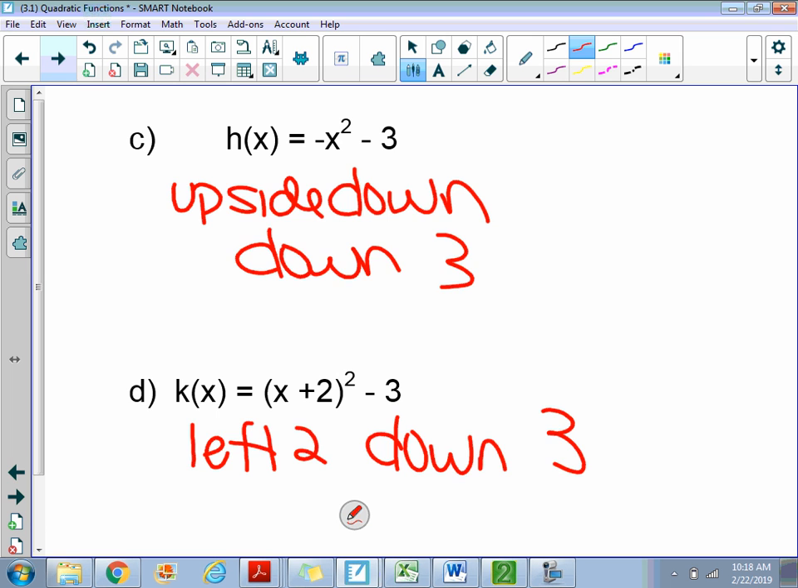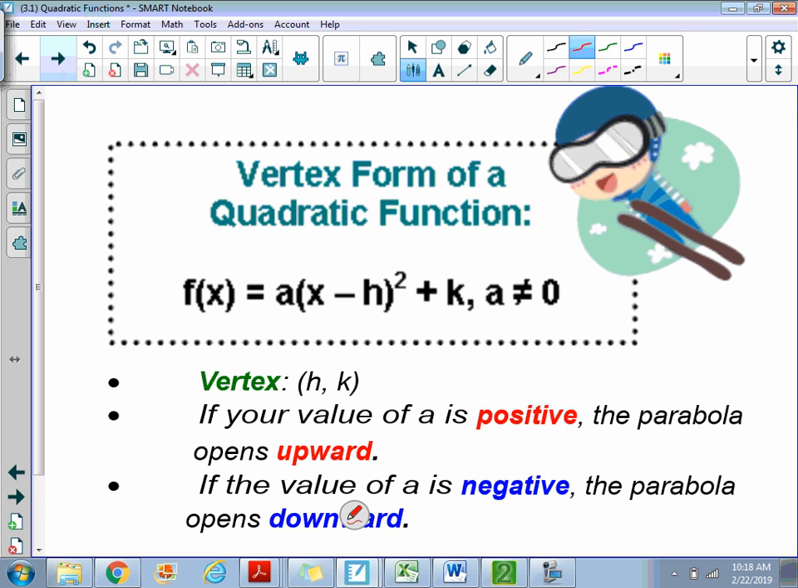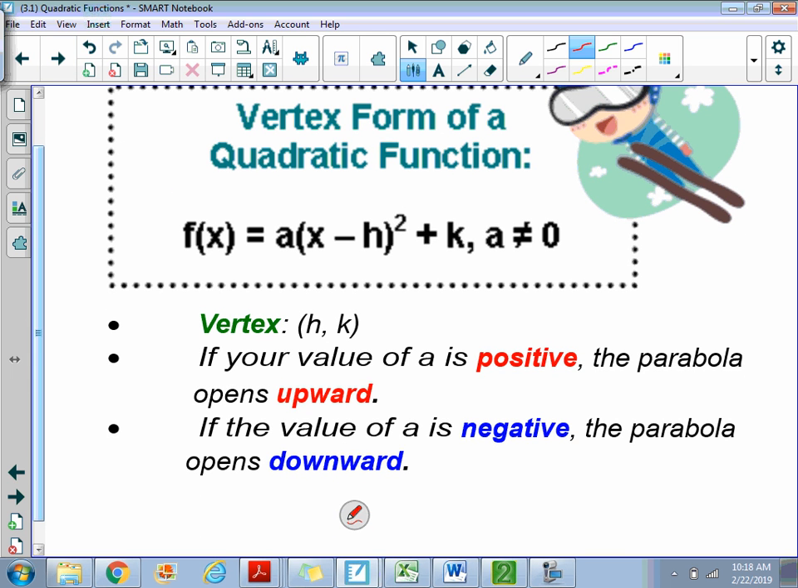Remember, X lies, Y tells the truth. Alright, so here's your vertex form. This is pretty much what you're familiar with for graphing. You just didn't know it was called vertex form. It was kind of like our function shift form.